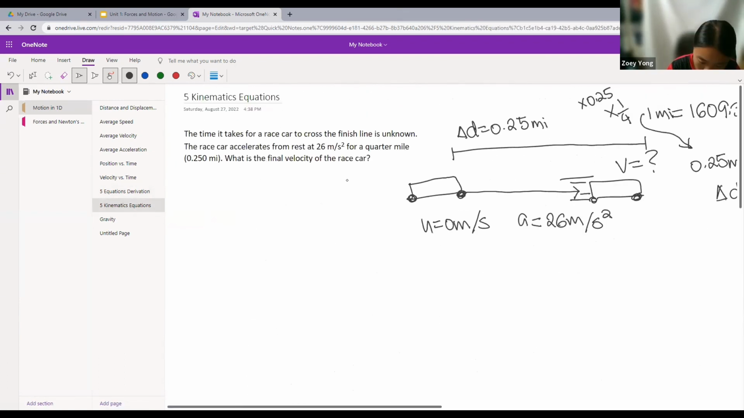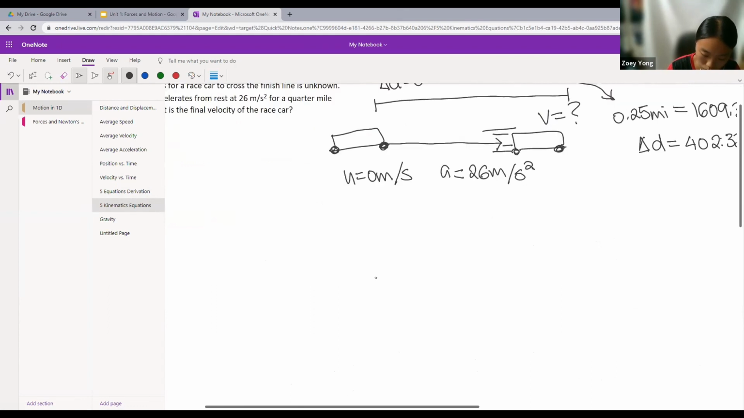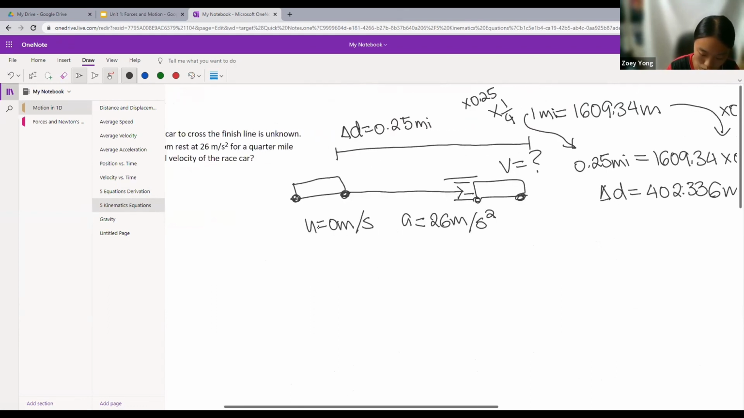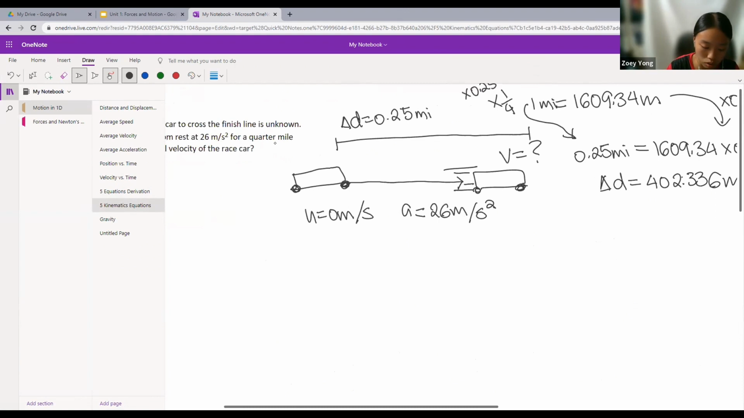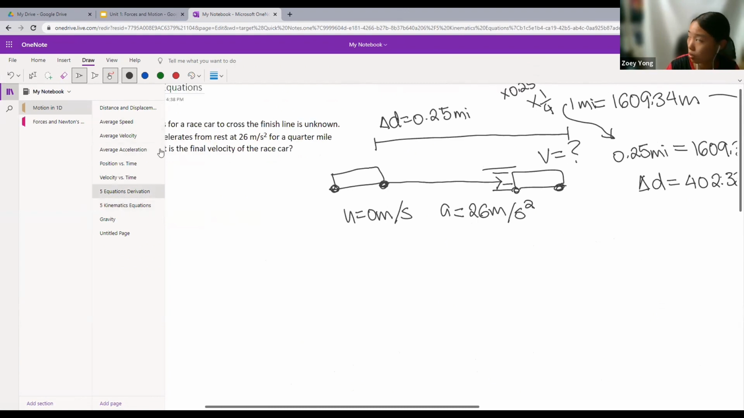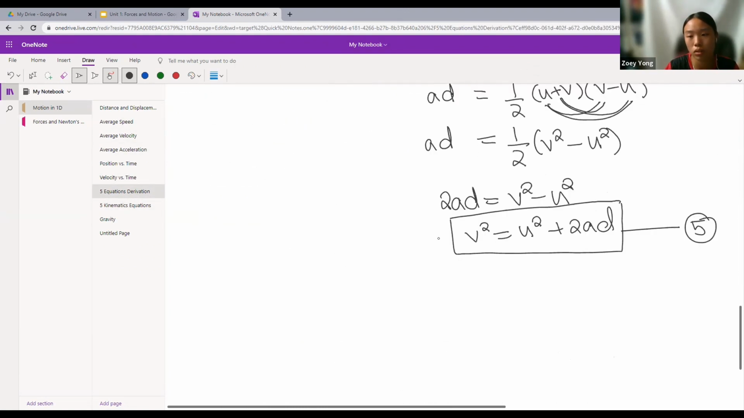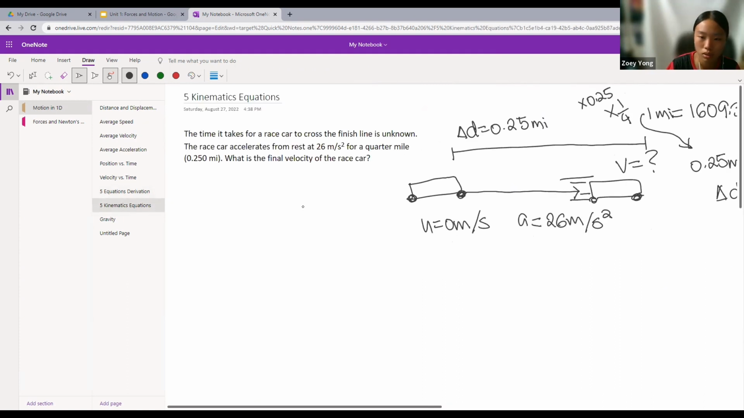See that we have displacement, we have the starting velocity u, and we have acceleration, and we're trying to find the ending velocity, which is v. So if you look here, you can see which equation you can use. It's going to be this one because it has v, u, a, and d. Over here, you can write that down. v squared equals u squared plus 2ad. You can just plug everything in.